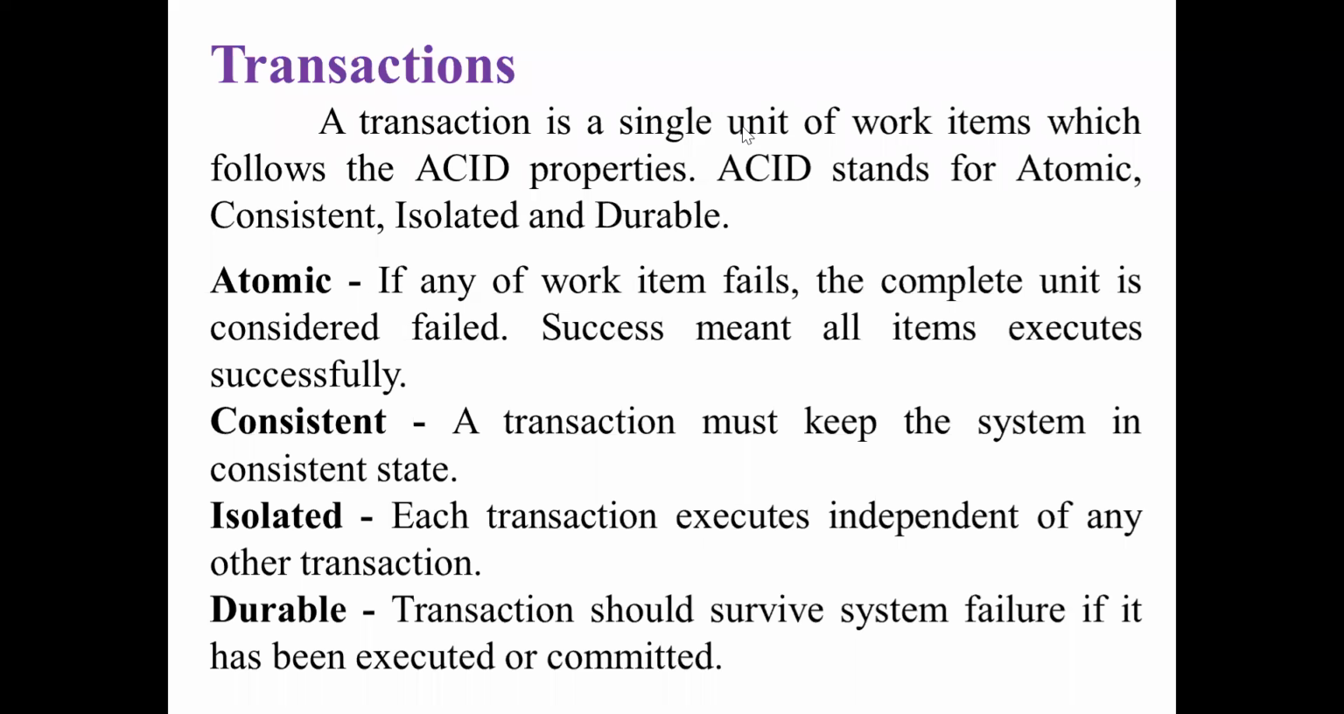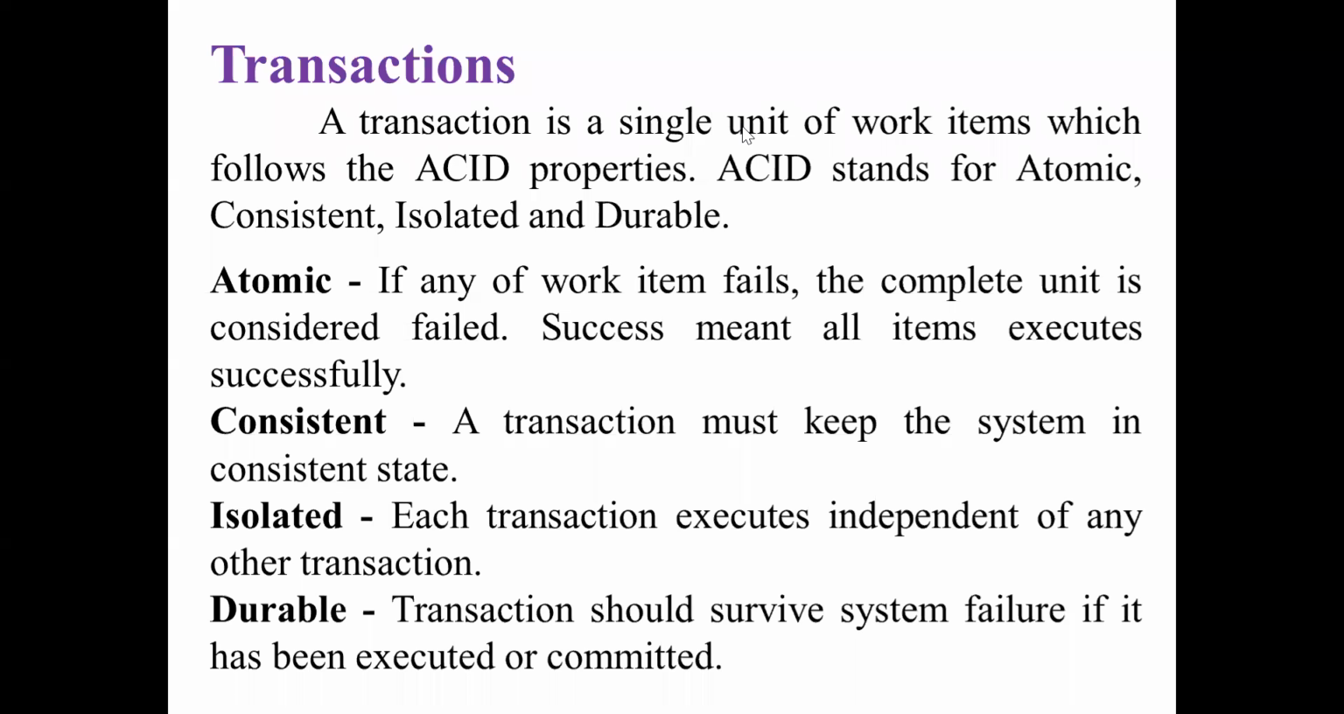In EJB, a transaction is nothing but the ACID properties. So what do we mean by ACID properties? ACID stands for atomic, consistent, isolated, and durable. A transaction is a single unit of work items which follows these properties. We can go through them one by one.